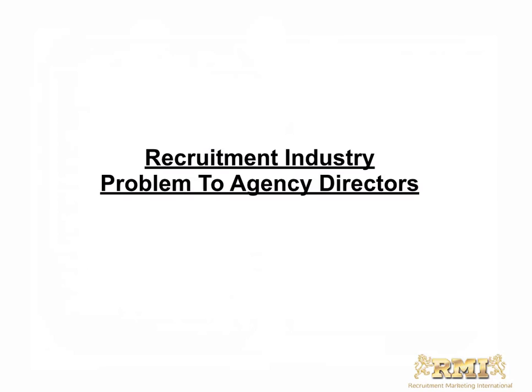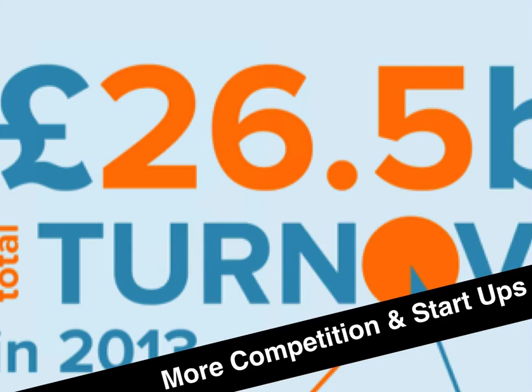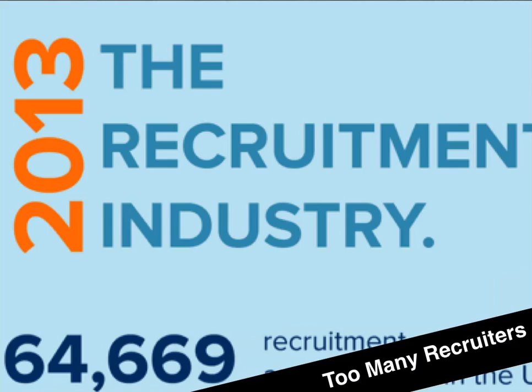We've got problems in recruitment. There's problems for agency directors, and the problems are this. There's more competition nowadays. There's so many startups. We're getting undercut. We're getting our own staff leaving us and starting again, and it's really killing us. There's too many recruiters in the industry, and the reason why is because it's so profitable. In the UK alone, there's 64,000 recruiters. It's crazy. It's too many.